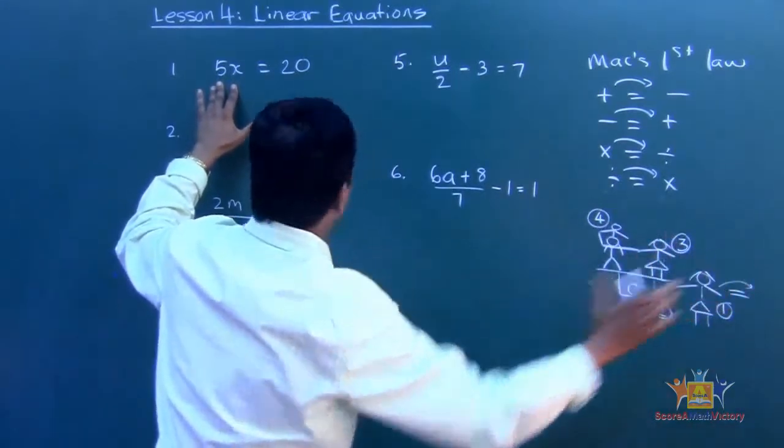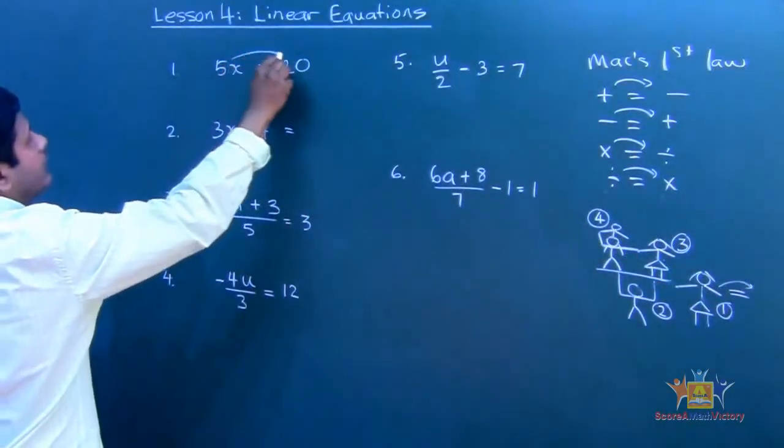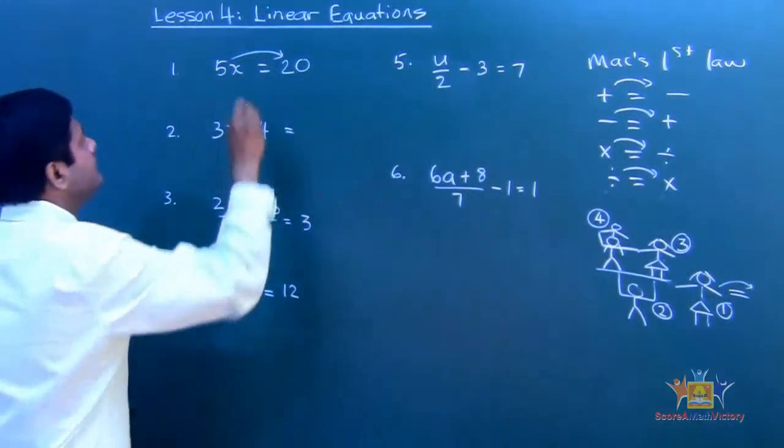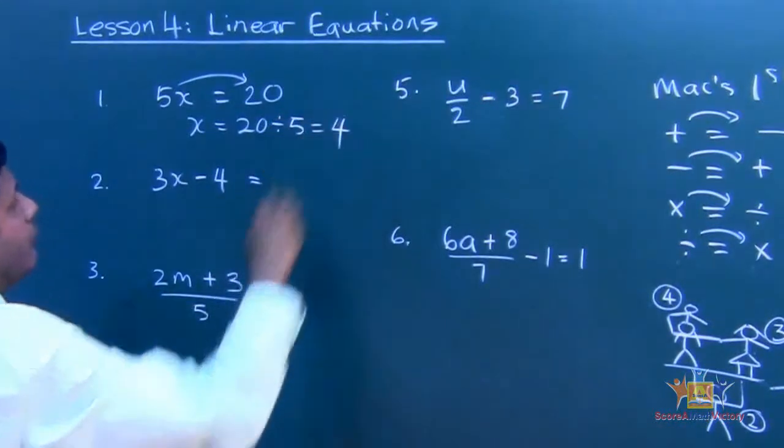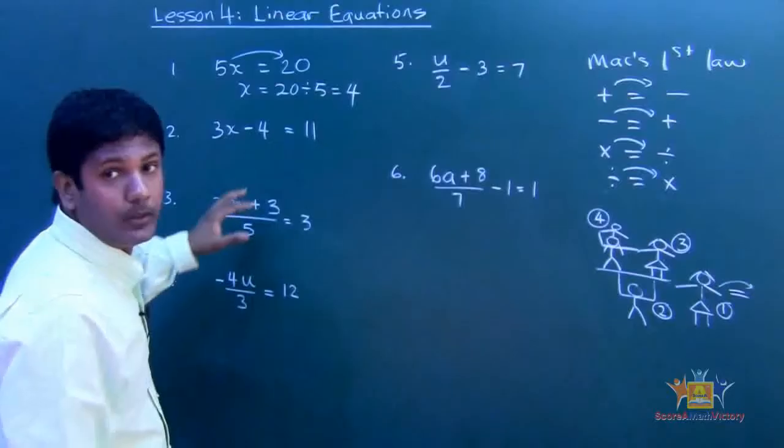So that means your little brother alone has got to go, which is 5, okay? So 5 cross the bridge from multiplication becomes division. So x equals 20 divided by 5, which is 4, right there. That's it, okay? Now let's do the second one.